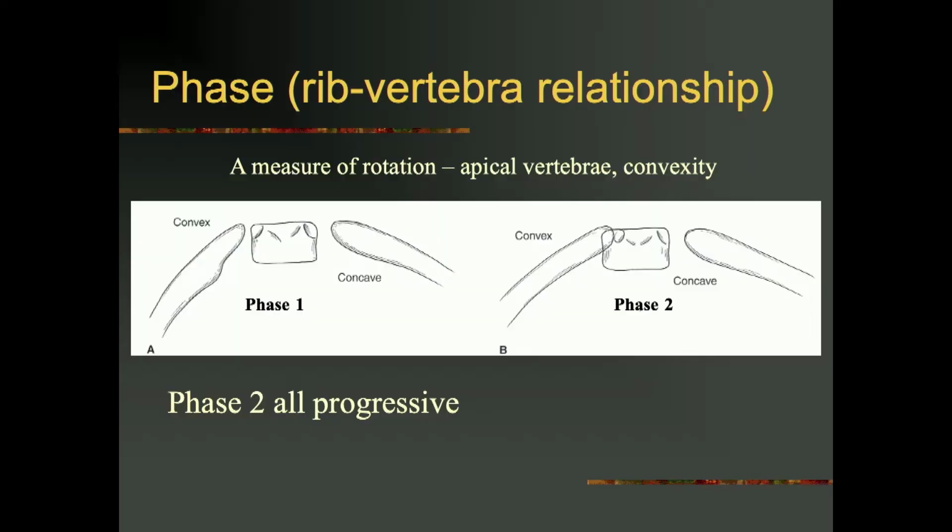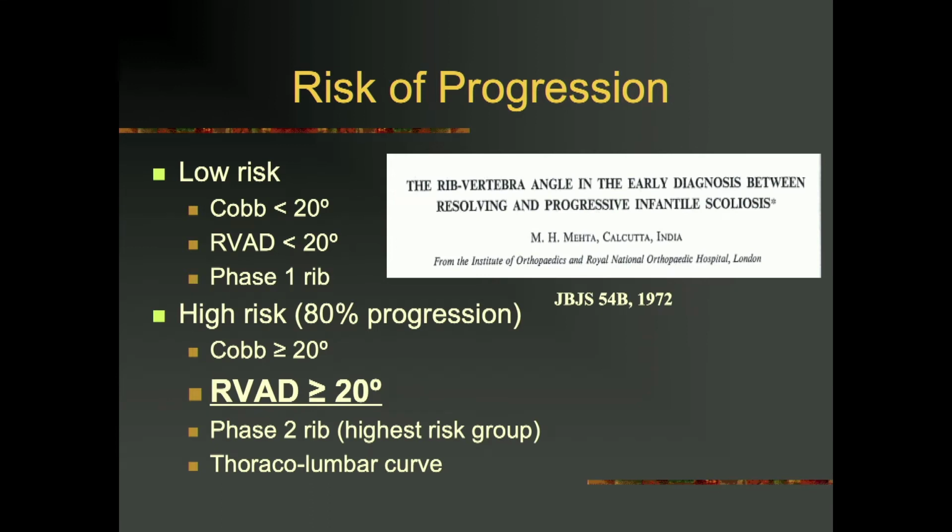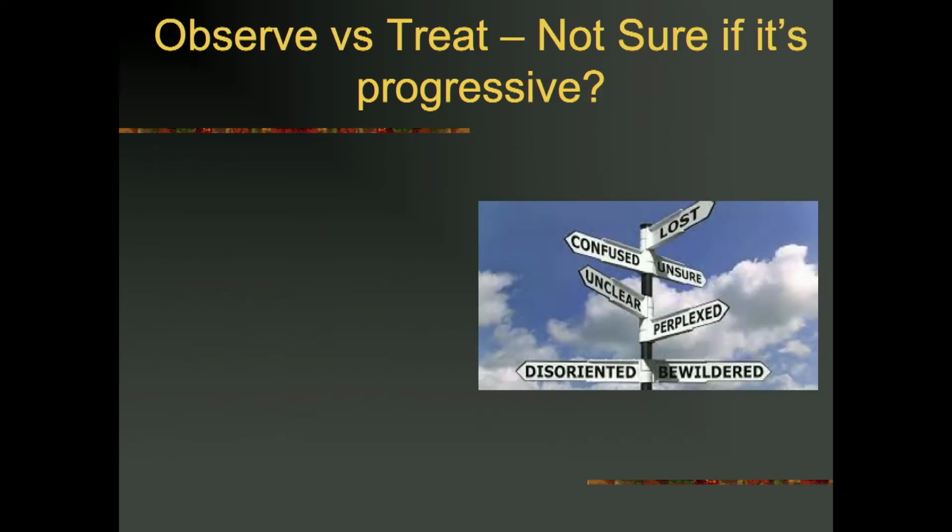The phase of the rib is an even better predictor of progression. If there's overlap of the rib head at the apical vertebrae, that's a phase 2 rib, and all of these were progressive in Mehta's work. So low risk of progression when you're seeing these kids: small Cobb angle less than 20, RVAD less than 20, phase 1 rib. The converse would be a high risk of progression, and I'd also add thoracolumbar curves, or the rare child with the double curve is highly likely to be progressive.